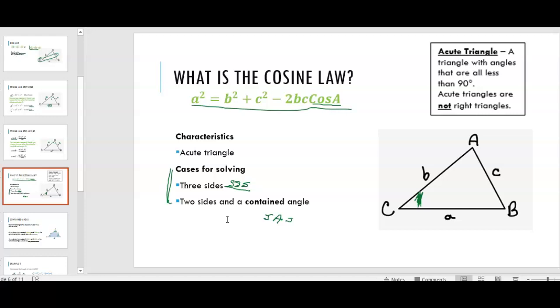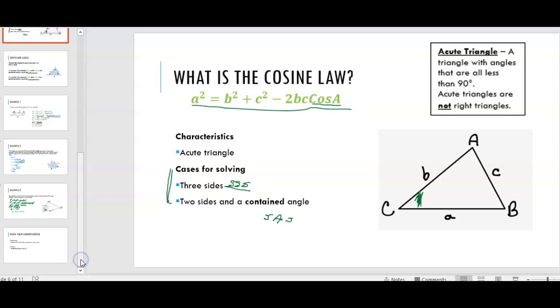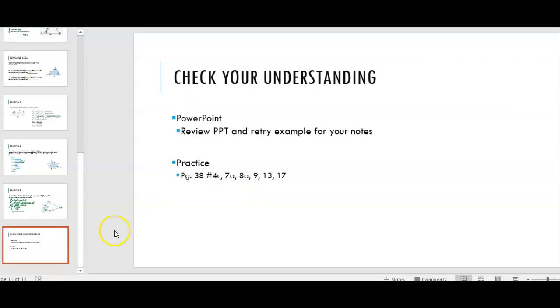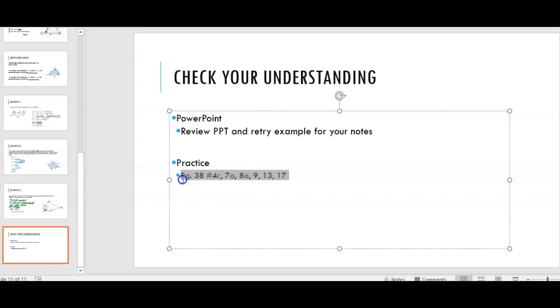We're going to work the next lesson with more problems to illustrate both of them. For today, please go over this video and the slide, write your notes, and for additional practice, you can do these problems from the textbook.